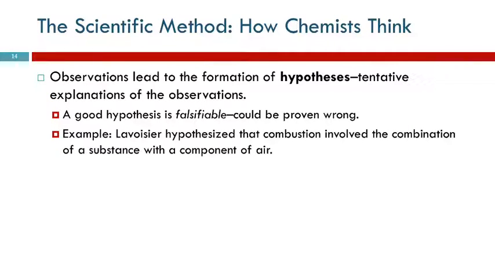So from the observation, we get to a hypothesis. A tentative explanation: I think this is what's happening. A good hypothesis is falsifiable. It's possible to prove it wrong. So his hypothesis was that combustion, the burning, involved the combination of a substance with a component of air. So he thought, well, obviously whatever's burning is getting smaller, but he says, I think it's combining with something in the air, and that's why in a closed container the mass doesn't change. It's just changing form.